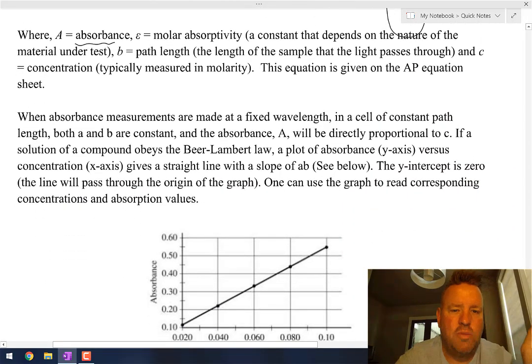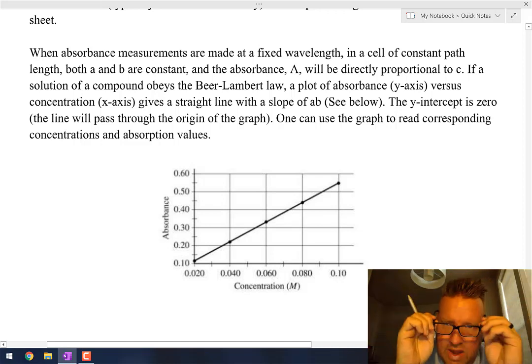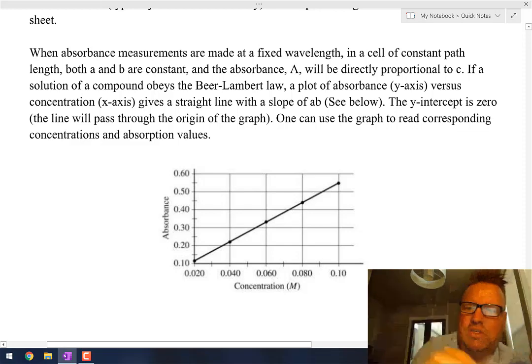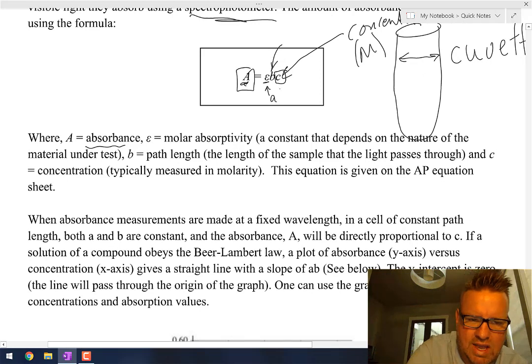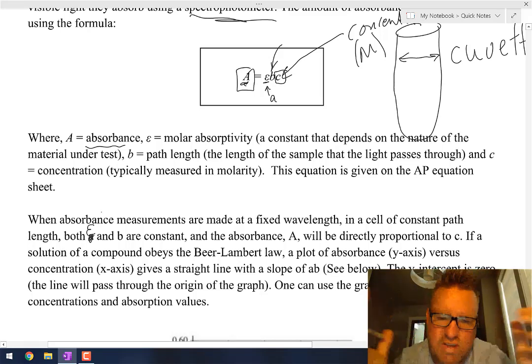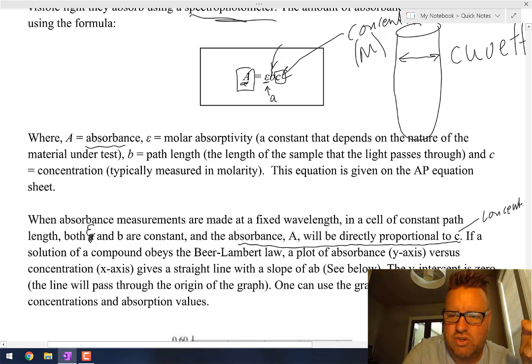So when absorbance measurements are made at a fixed wavelength, remember, this goes back to what we were talking about earlier, that it deals with wavelength and frequency and energy. When absorbance measurements are made at a fixed wavelength in a cell of constant path length, which they are, and they used to use a lowercase a for this symbol, and clearly I messed up. It's not that lowercase a, it is that E-looking thing. So both the path length and that constant are obviously constant, and therefore the absorbance A is directly proportional to C, the concentration.